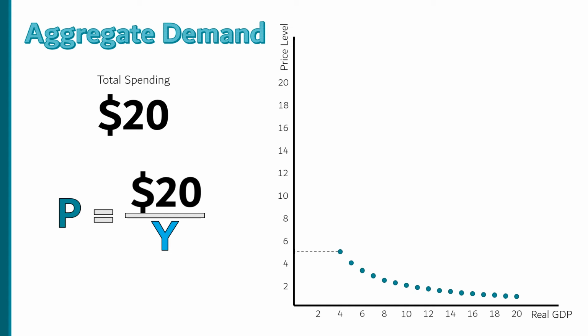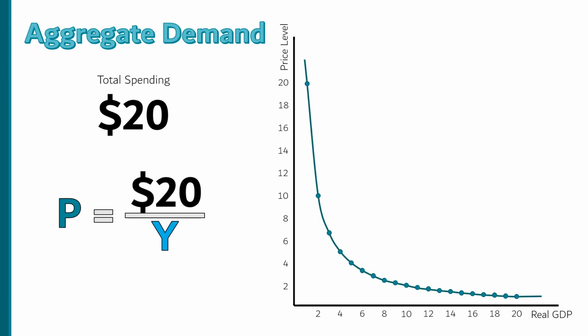If real GDP was 4, the price level would be $5. A real GDP of 3 has a price level of $6.67. A real GDP of 2 has a price level of $10. Again, just plugging in that value for real GDP into our quantity theory of money equation and getting P, the price level. And of course, a real GDP of 1 would have a price level of $20.